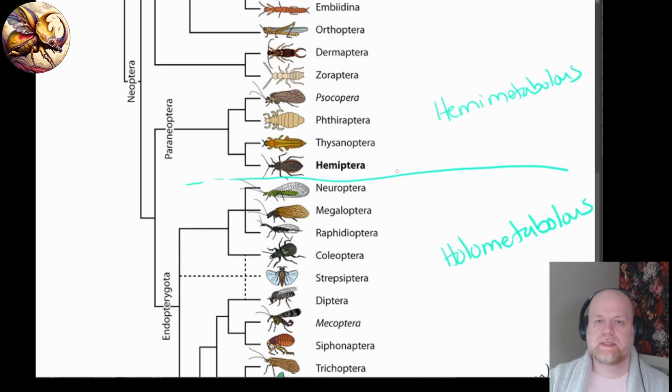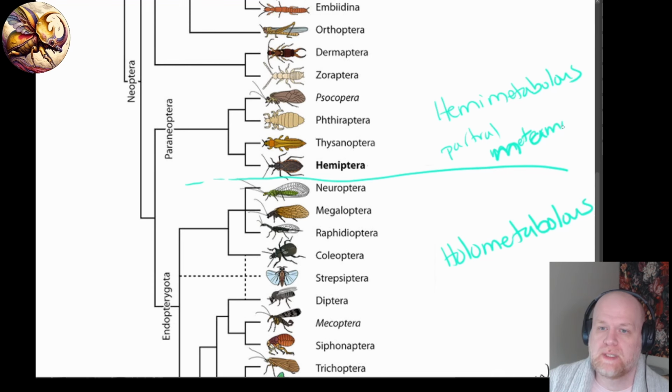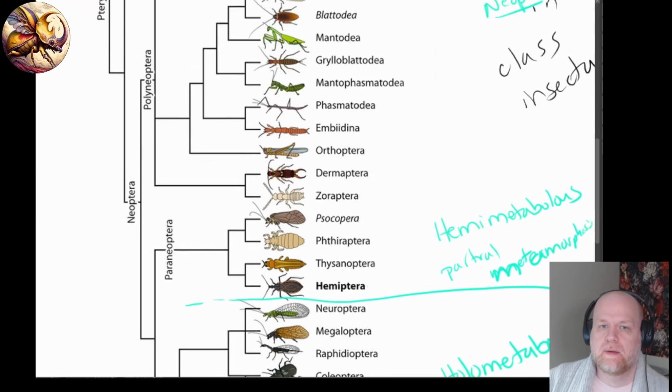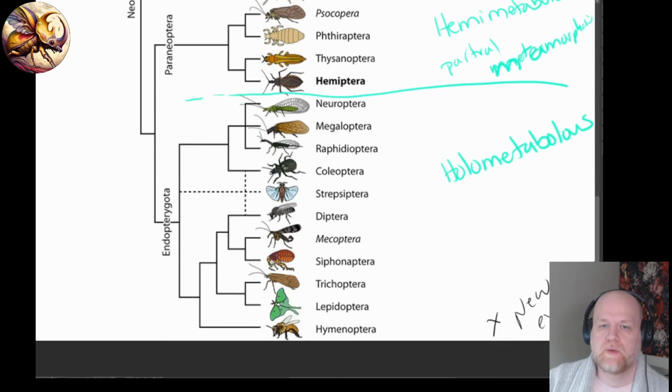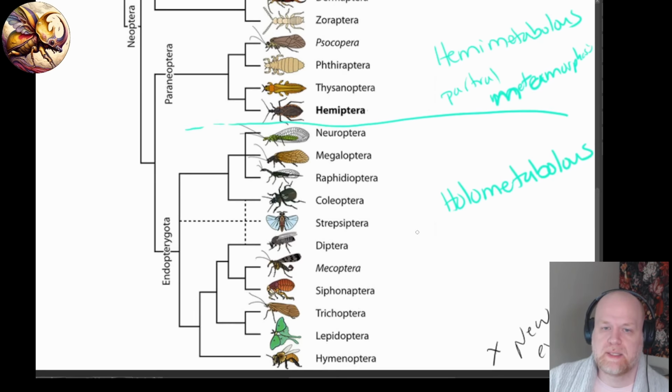And what that means is the hemimetabolous only go through a partial metamorphosis. And this is true for the apterous insects, which don't go through any metamorphosis. But the Ephemeroptera and the Odonata go through a partial metamorphosis. And the holometabolous insects go through a true metamorphosis. I can't spell today.